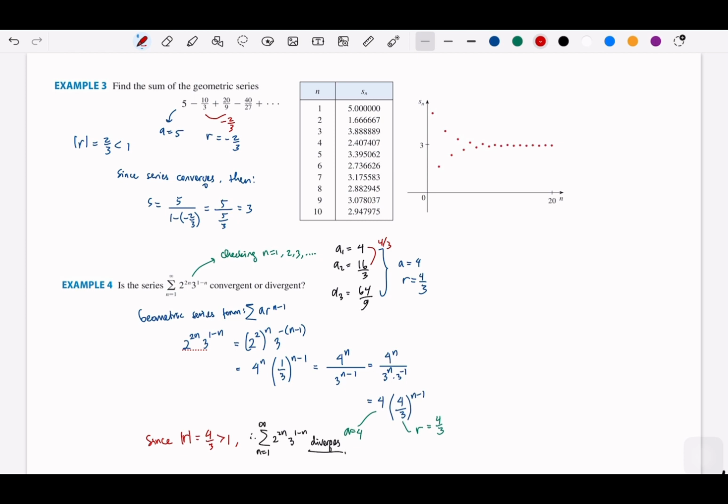Okay, any questions so far? Okay, last subtopic before we end the class. I will give you some introduction to some tests for convergence or divergence.